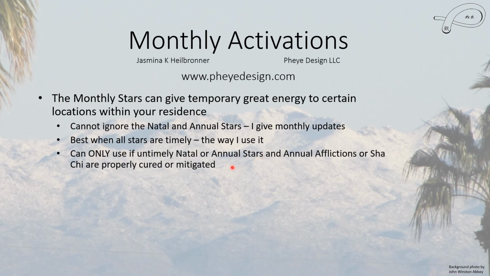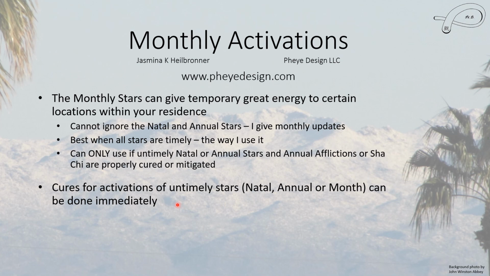Now, you can only use these sectors safely if any untimely natal or annual stars have been cured, or an annual affliction or Sha Chi has been properly cured or mitigated. Then you can use those sectors on a monthly basis. But like I say, I'm lazy. I only do this in the rooms where I already have good stars. And then I do extra work during that period of time.